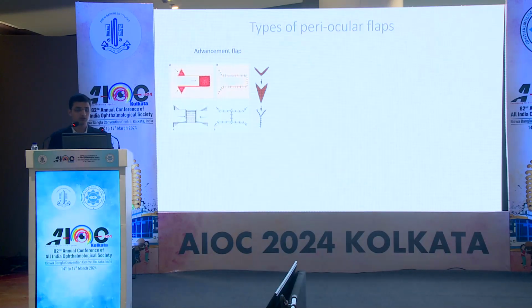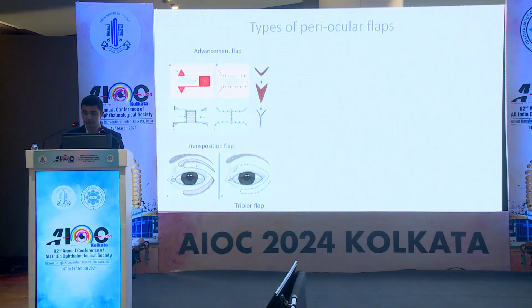So what are advancement flaps? In this, the surrounding skin is fashioned into a 3-sided flap, which is dissected and advanced on its long axis to close the adjacent defect. Importantly, the defect to flap length ratio is preferably restricted to 1:3. Rotational flaps are commonly used in the periocular area, where the directly adjacent skin is lifted over the intervening skin and fitted into the defect.